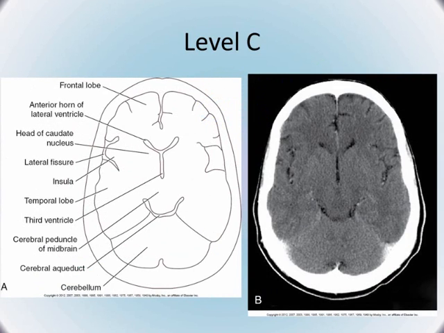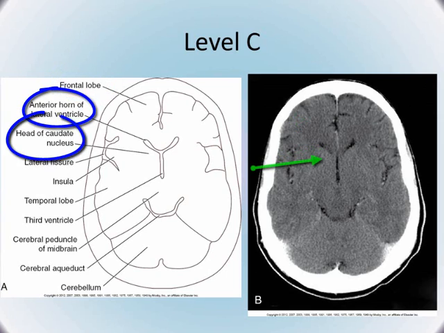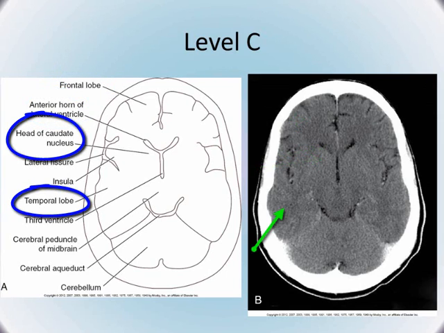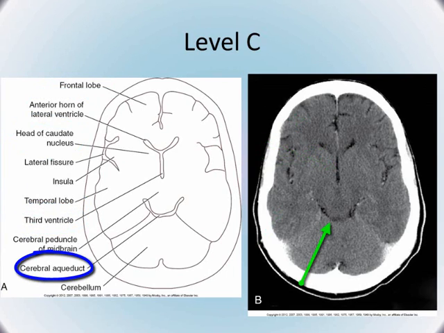In level C, we're going to start off by looking at the frontal lobe, the anterior horn of the lateral ventricle, the head of the caudate nucleus, the temporal lobe, the third ventricle, the cerebral aqueduct or aqueductus sylvius, which kind of looks like a smiley face, and the cerebellum.